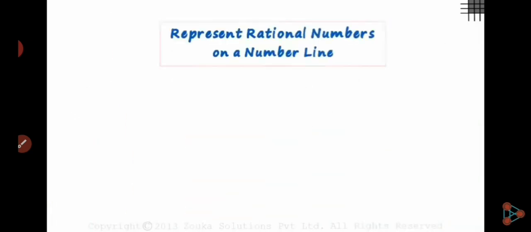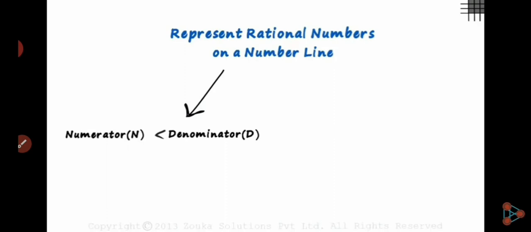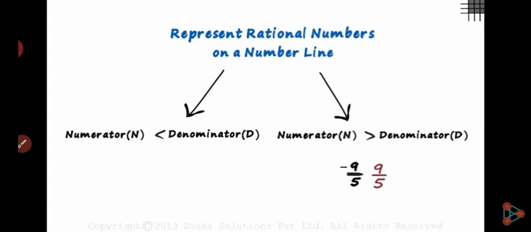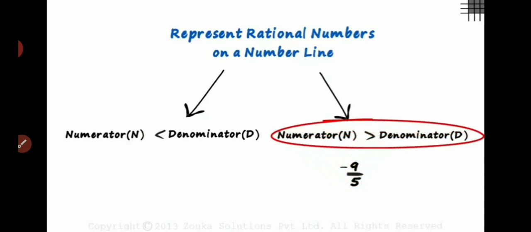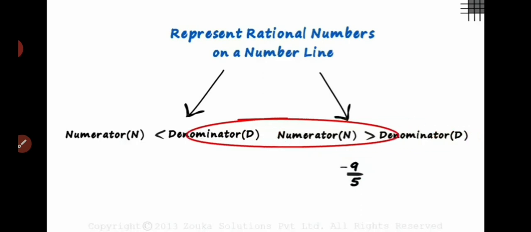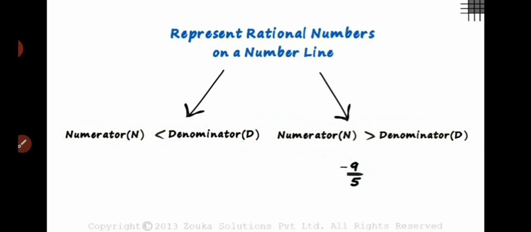Now we can move on to the representation of rational numbers on a number line. To simplify things, we can classify the examples into two types. Ones in which the numerator is less than the denominator, and the other in which the numerator is greater than the denominator. Note that we see only the numerical value to compare the numerator and the denominator. For example, if we are plotting minus 9 by 5, we compare 9 and 5 and not minus 9 and 5. So minus 9 by 5 will come in the numerator greater than denominator category. We will look at two examples of the first category in the next video.